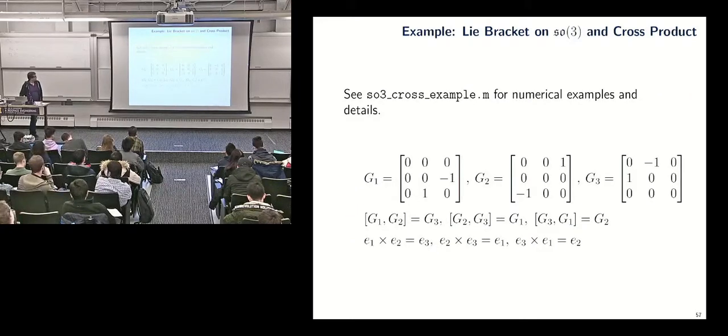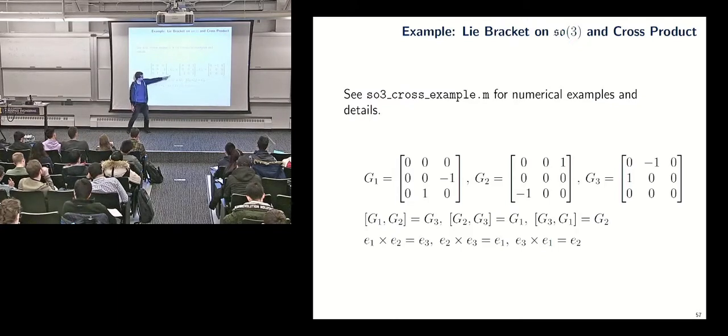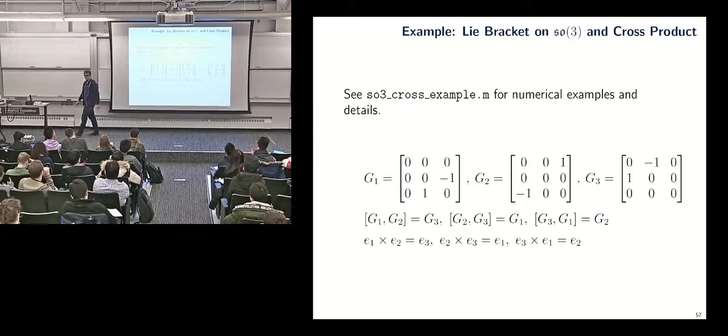So what we can think about here is, remember, if we go back to little so(3), the Lie algebra of the orthogonal matrices, we have these three things that we looked at earlier, and we can compute their brackets. Again, I encourage you to do this. This is just going to be this matrix times this matrix minus this matrix times this matrix. And if you do this computation, you get G3. Likewise, if you bracket 2 and 3, you get 1, and if you bracket 1 and 3, you get 2.